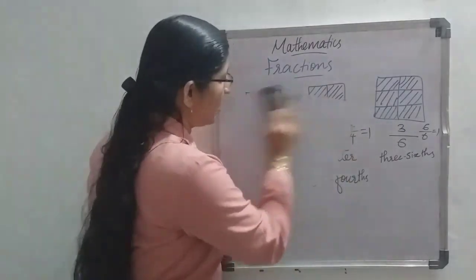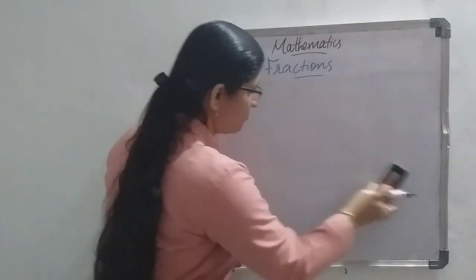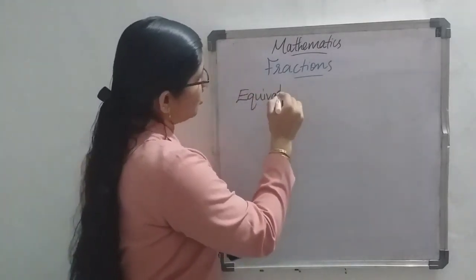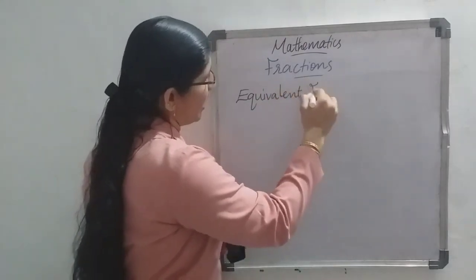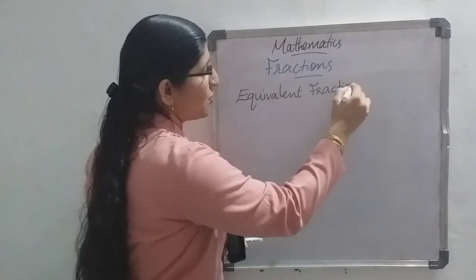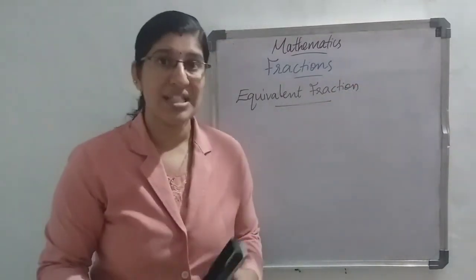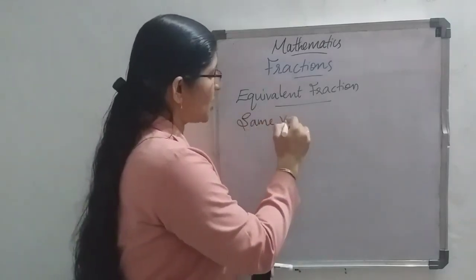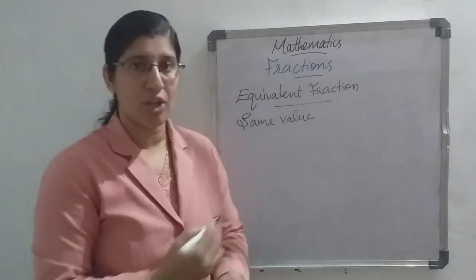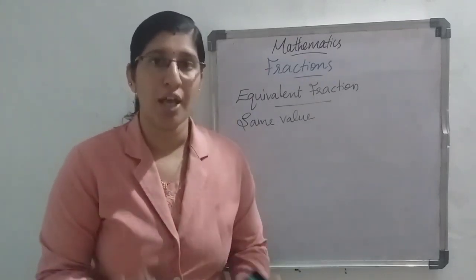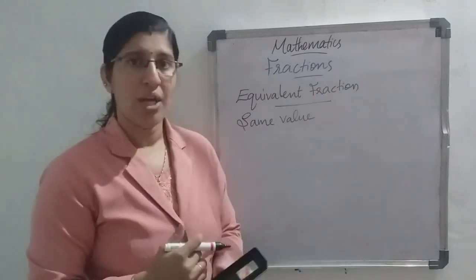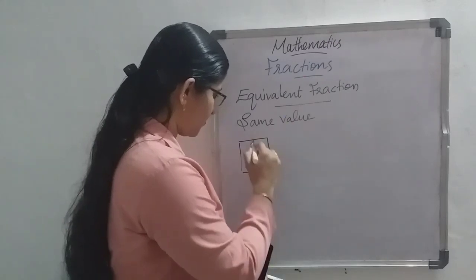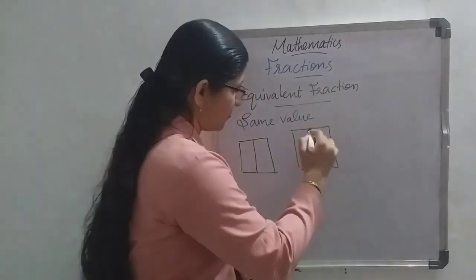The next, the main topic we are studying today is equivalent fractions. A new word, equivalent. In the word itself, you know what equivalent is? Equal. Equal means same. So the fractions which have the same value are called equivalent fractions. Some fractions have the same value. Those fractions are called equivalent fractions. Listen here. I'm going to draw some pictures. Listen here.